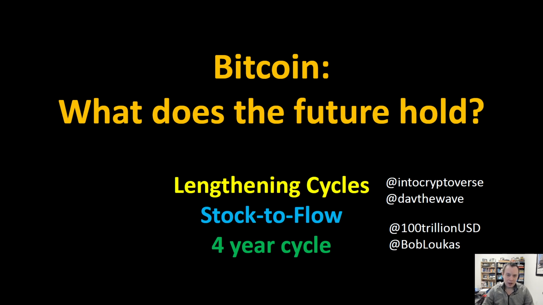Now, the main people I will be covering in this video will be, of course, myself, Dave the Wave, who is also a proponent of lengthening cycle theory, which also comes with diminishing returns. 100 trillion USD is the author of the stock to flow model for Bitcoin. The stock to flow model, of course, can be applied to other assets, but he is the main one promoting it for Bitcoin. And then the 4-year cycle promoted by Bob Lucas.